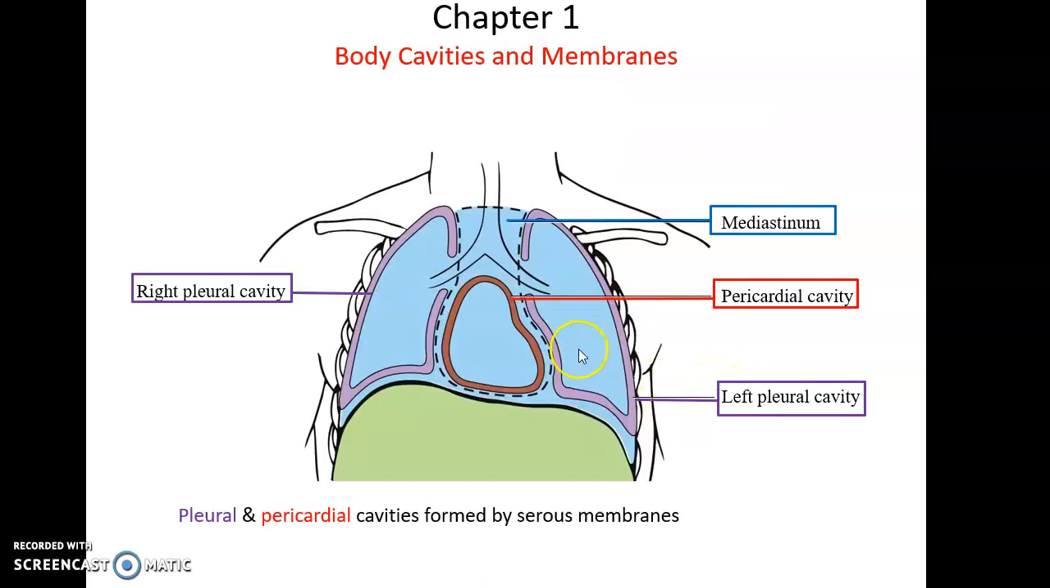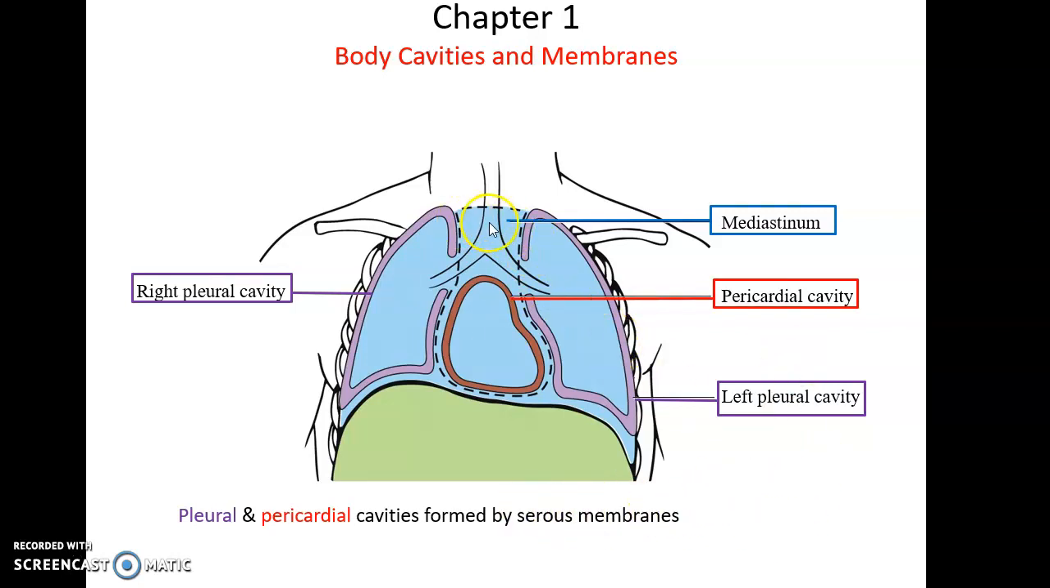If you look at the thoracic cavity, you'll find that it can be broken down into 4 smaller cavities. These include the right pleural cavity and the left pleural cavity. Within each pleural cavity is a lung, and the pleural cavity is formed by the pleural membrane. You have the pericardial cavity. The pericardial cavity houses the heart, and that is formed by the pericardial membrane. The pleural membranes and the pericardial membrane are serous membranes.